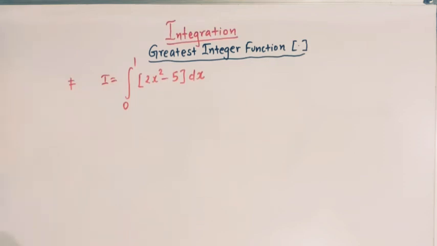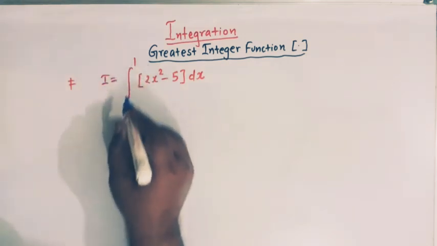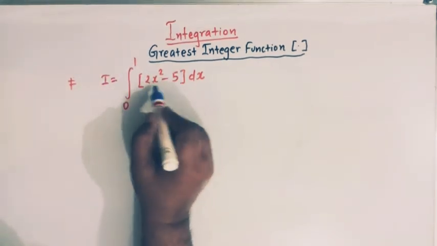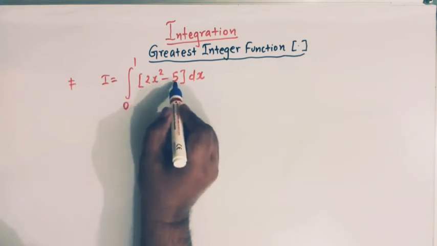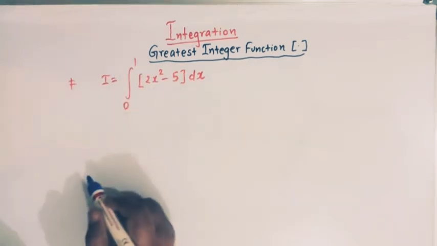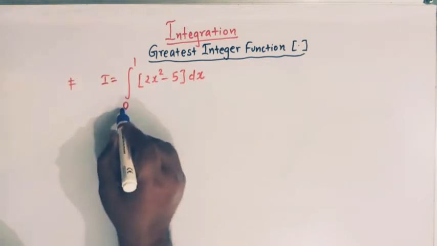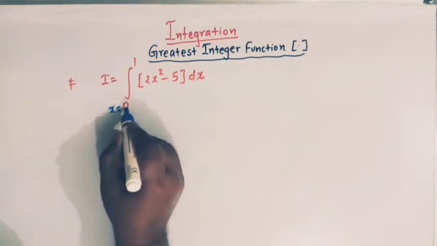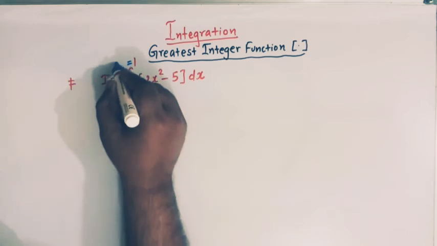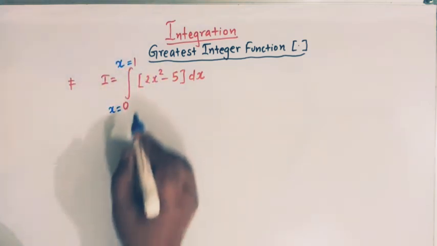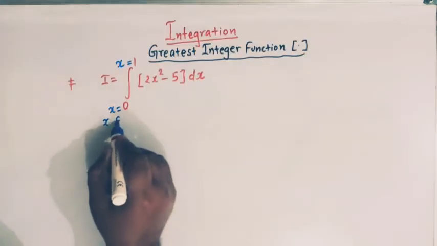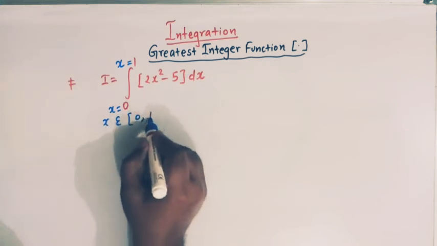Hello viewers. In today's class we are going to take up an important integral which involves the greatest integer function. Here we have to integrate the greatest integer function of 2x square minus 5 from 0 to 1. The lower limit is 0 and the upper limit is 1, so x belongs to the interval 0 to 1.